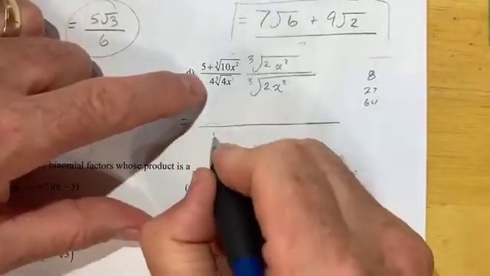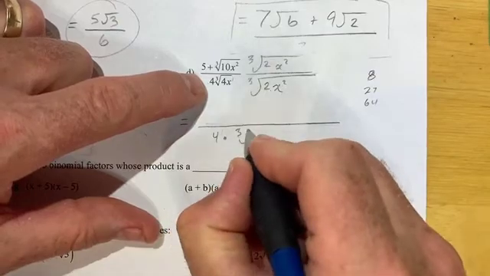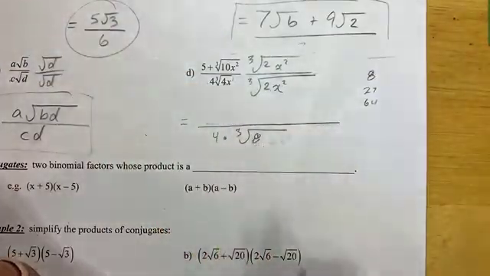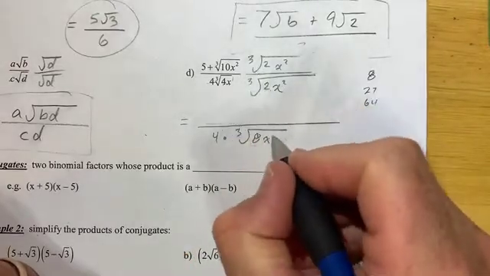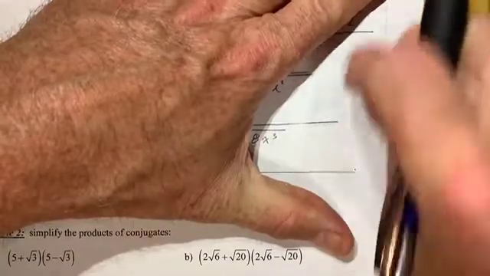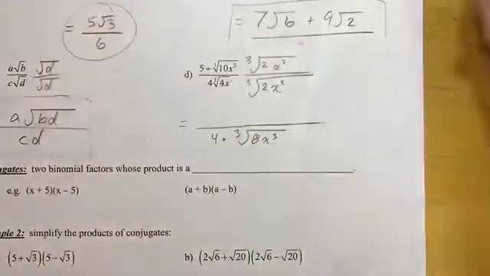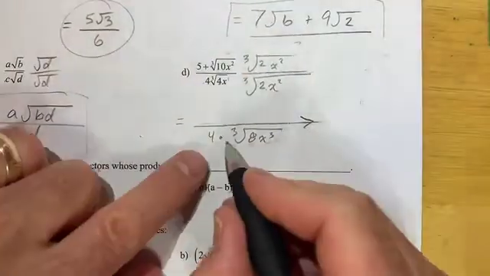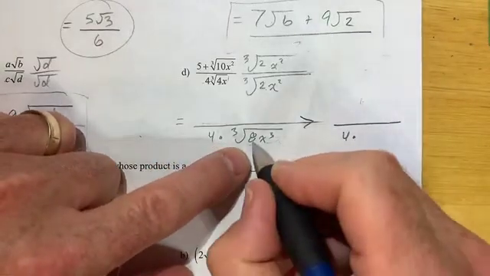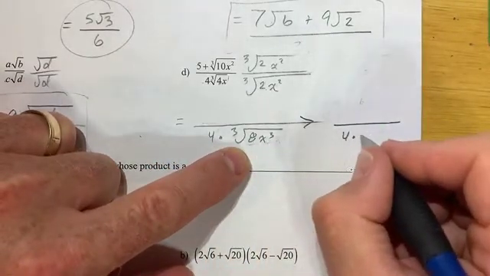The bottom becomes 4 times the cube root of 4 times 2 is 8. I know that's going to simplify nice. And x times x squared is x cubed. I know that's going to simplify nice. What's that going to turn into? I can kind of see that the next step, the bottom becomes 4 times 2x. So in other words, it becomes 8x.